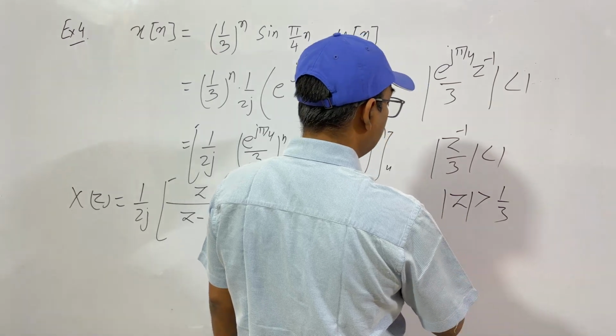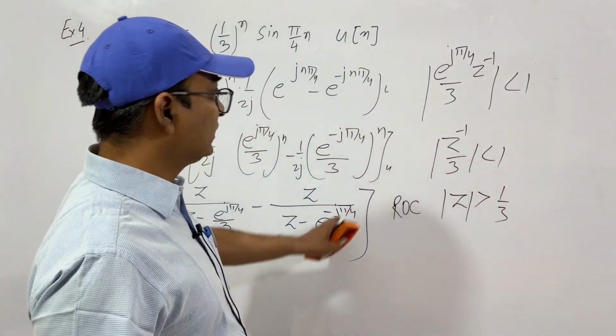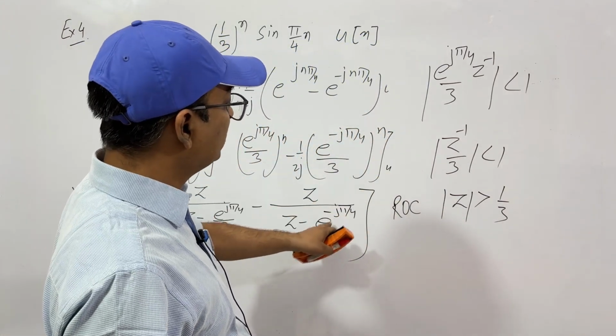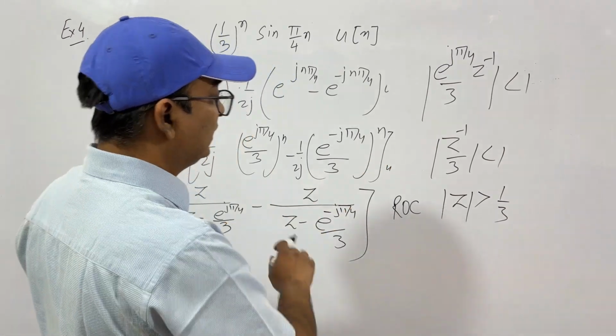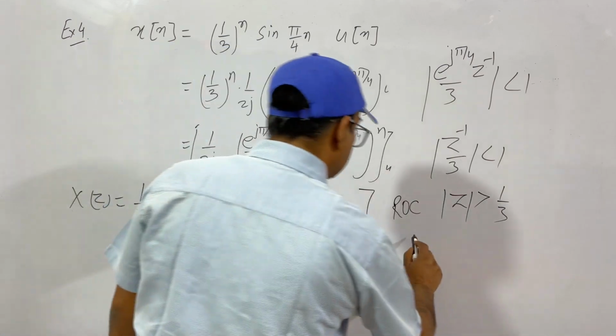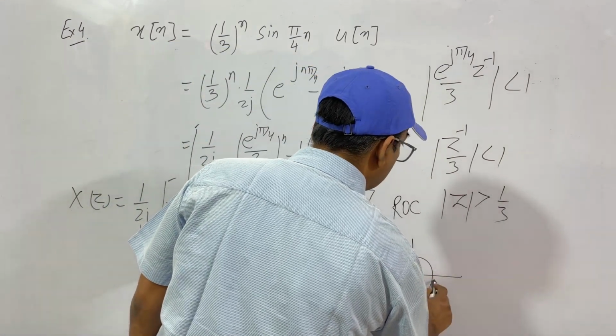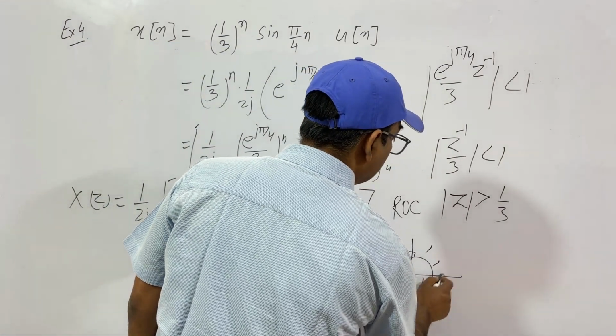So this is our region of convergence, and it is the same for both, because here also it will be the mod of e to the power minus j pi by 4, and again it is 1. So z inverse by 3 is less than 1, and we have the same result. So the region of convergence here is mod z greater than 1 by 3.